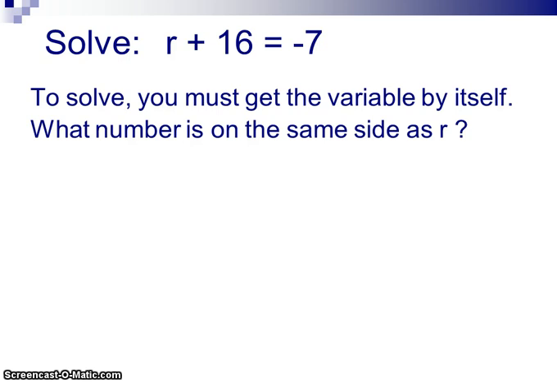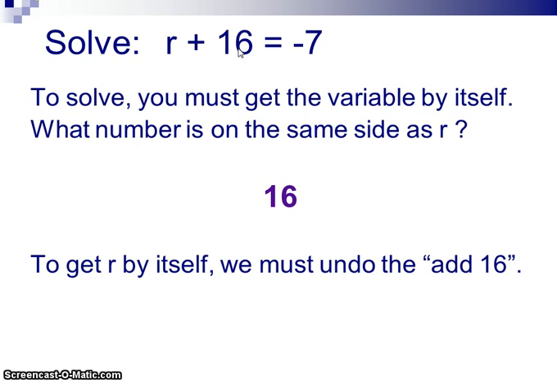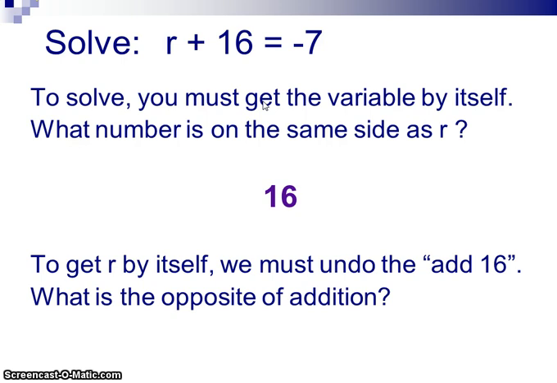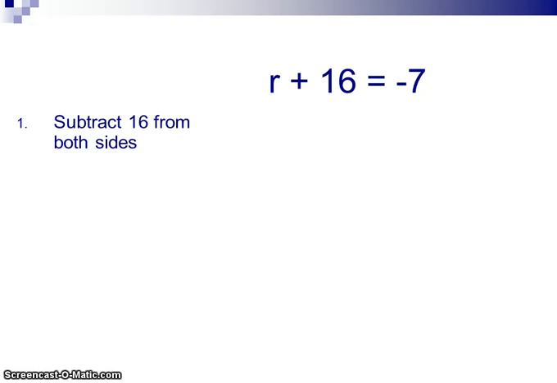So basically, when we see an equation like this, we want to get the variable, or the letter, as it's known, by itself. So what number is on the same side as the r? Okay, well, the 16 is, right? So to get r by itself, we must undo the added 16. Okay, we want to isolate the r, so we got to get rid of this plus 16. So to do that, well, what's the opposite of addition? We need to subtract 16 from the left-hand side of the equation.